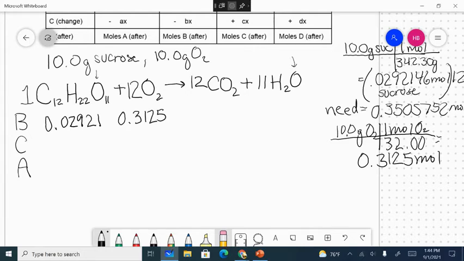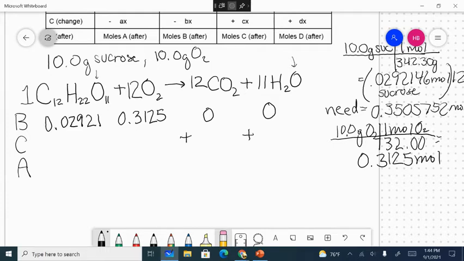0.3125 for oxygen. I know that it has to be moles, so I'm going to say to myself, I'm not going to put the units in. That's going to cost me more time and make everything a little more messy. Before a reaction starts, I have no products. So because you start at 0, you can't have less than 0.